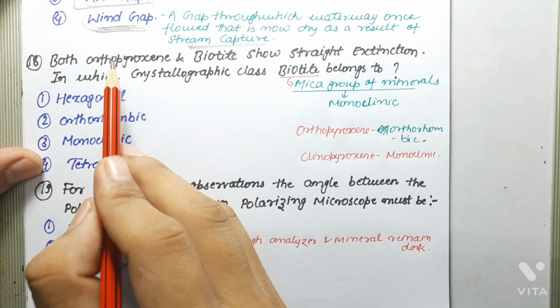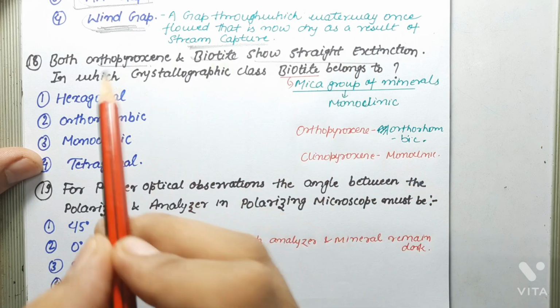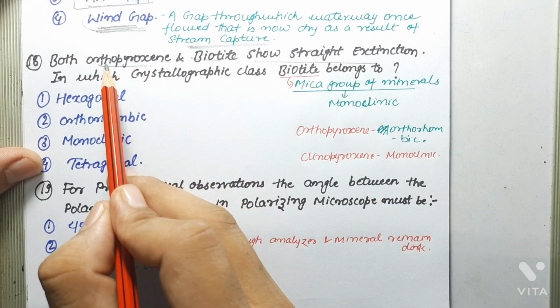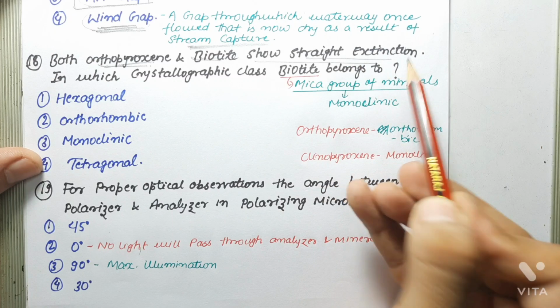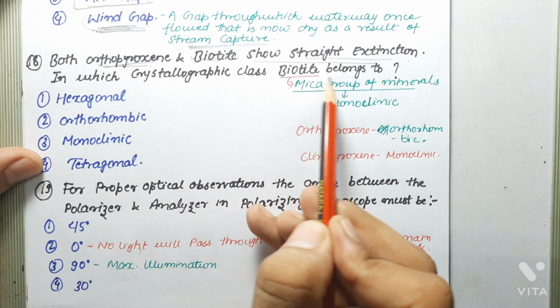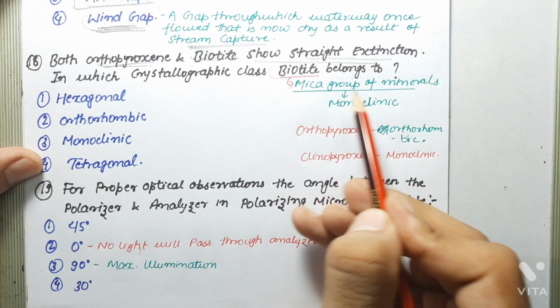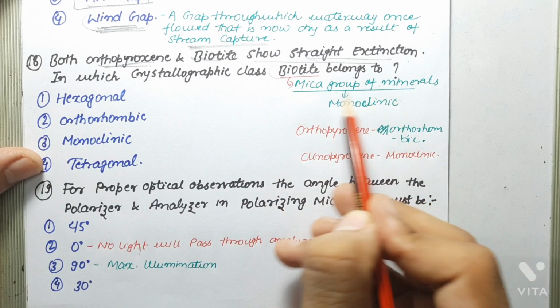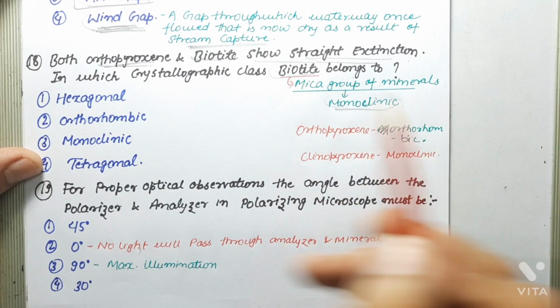Both orthopyroxene and biotite show straight extinction. So this question itself provides you a concept that orthopyroxene and biotite show straight extinction. Okay. Now, to which crystallographic class does biotite belong? Biotite belongs to the mica group of minerals, and all the mica group of minerals belong to the monoclinic crystal system. So clearly from this, biotite belongs to monoclinic.